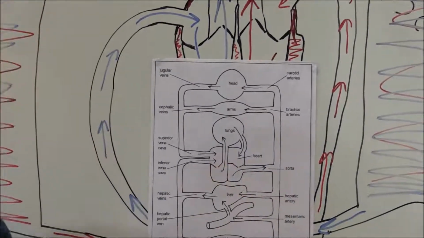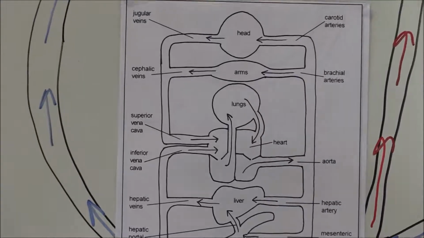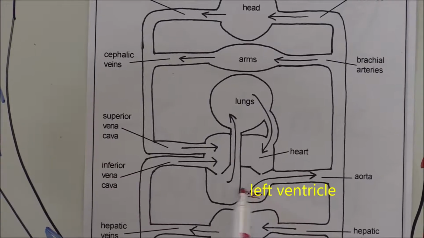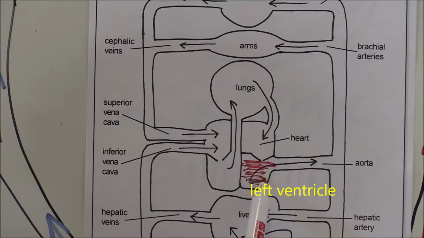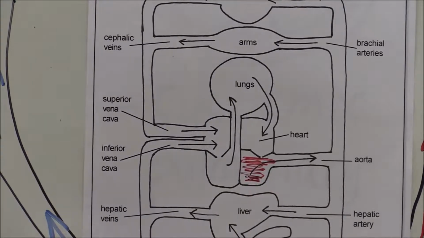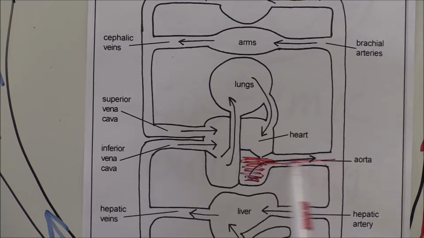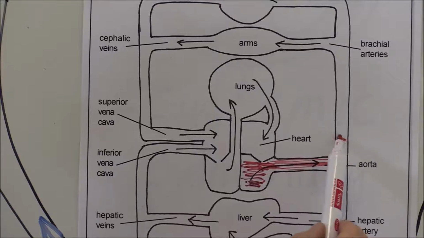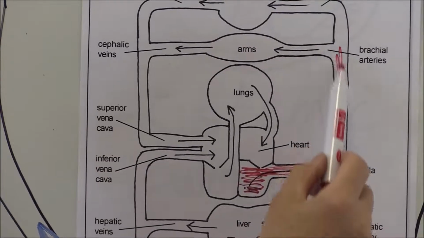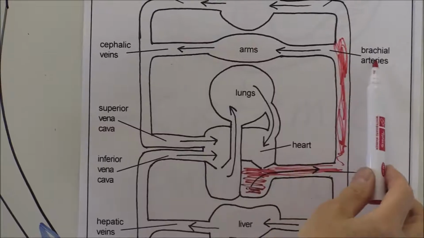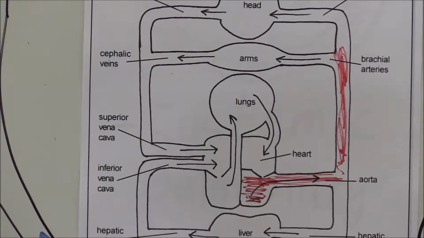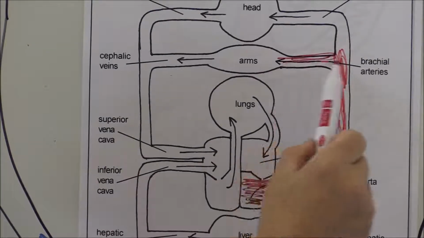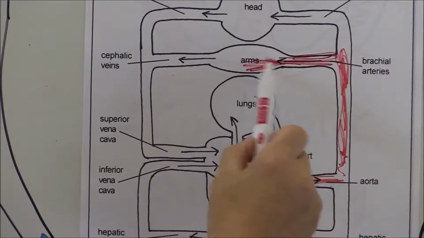Now I think we'll start with the heart here in the middle. And again, if we start with the left ventricle, which is this chamber here, that's going to pump oxygenated blood into the aorta. And some of that blood is going to go to the arms via the brachial arteries. The large artery in the top of the arm is the brachial artery, carrying the oxygenated blood to the arms and the hands.